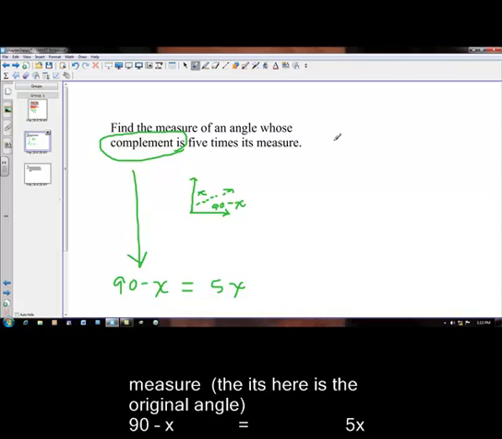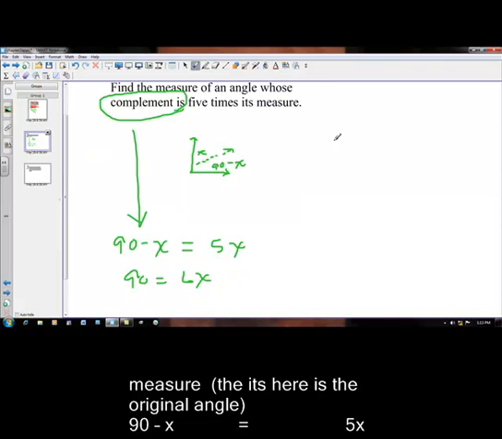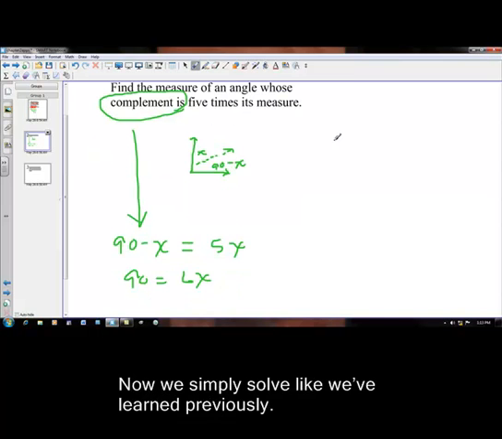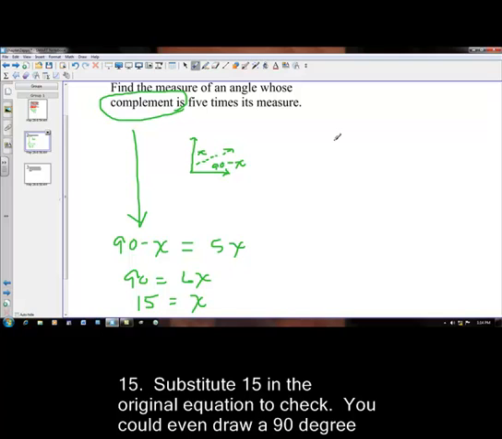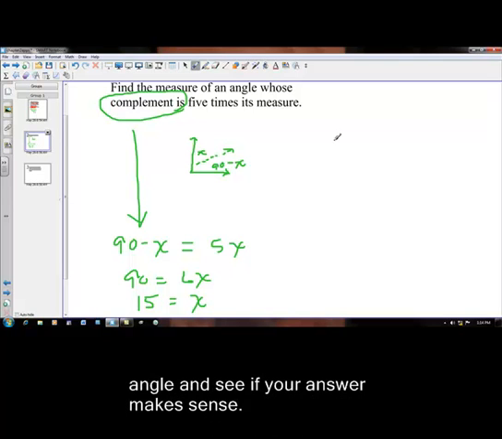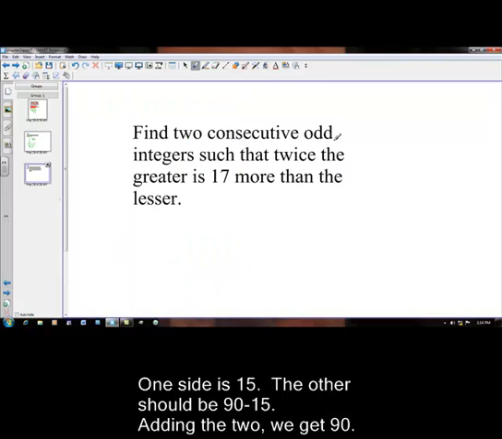Five times its measure, here the its is the original angle, that would be 5x. Now we simply solve like we've learned previously. Add x to both sides and we get 90 equals 6x. Divide by 6 and we get x equals 15. You could substitute the 15 in and check your answer. Just make sure that it makes sense. Adding those 2 angles, we get 90 degrees.